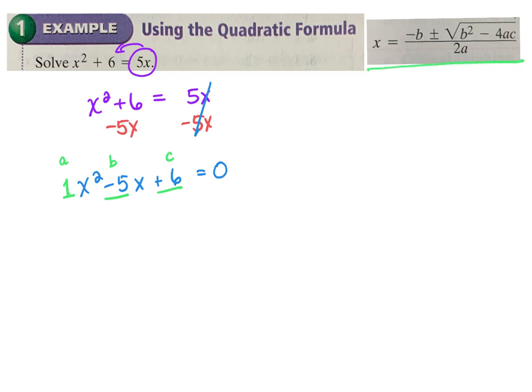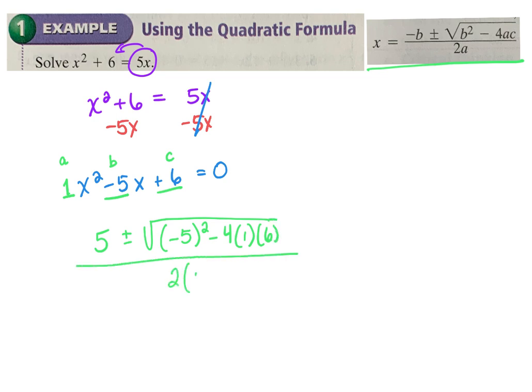All right? So it says negative b. Well, I already have a negative 5 as my b. So negative b is going to be just 5. Then it's plus or minus the square root of b squared minus 4 times a times c. And that whole thing is over 2a. Once you've plugged it in, you are going to use order of operations. All right? So we're going to do our exponent first. Then think of the square root as a group. Think of the numerator as a group. All right? And so we're just going to use order of operations.